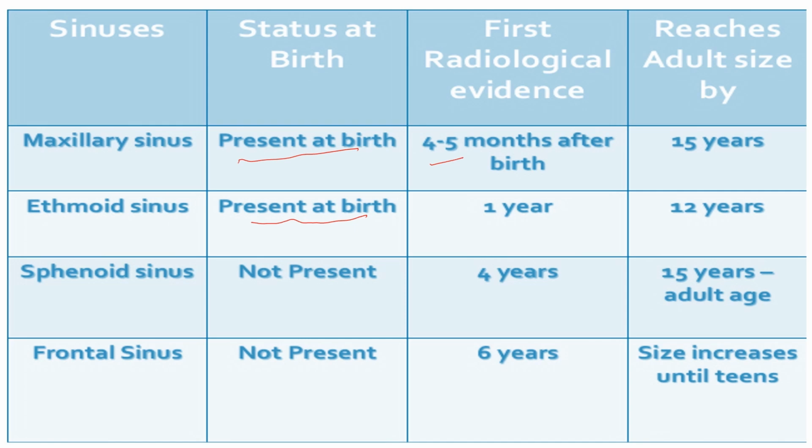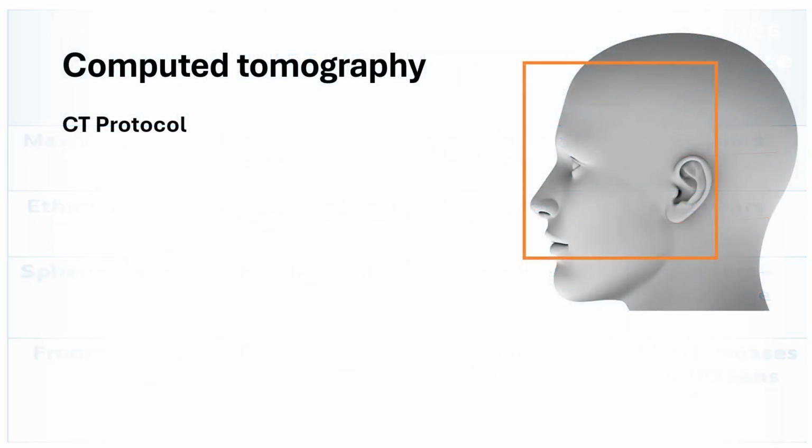Maxillary becomes evident 4 to 5 months after birth, and ethmoid 1 year after birth. The maxillary becomes adult size at 15 years of age, whereas the ethmoid sinus becomes adult size at the age of 12 years. The sphenoid and frontal sinuses are not present at birth, and they become evident radiologically by 4 years and 6 years of age. The sphenoid becomes adult size by 15 years, whereas the frontal sinus increases until the teens.